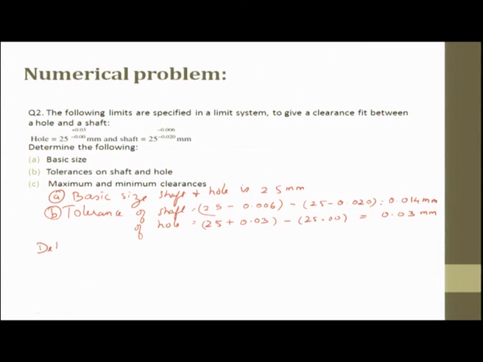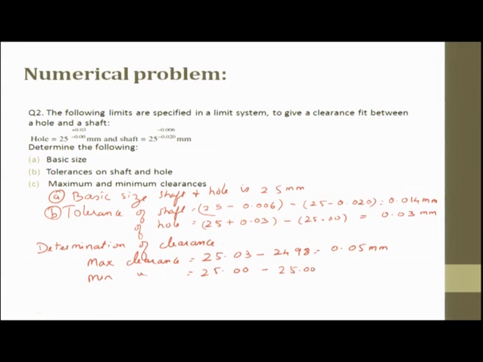Okay. So, the determination of clearance. The maximum clearance is going to be 25.03 minus 24.98, which is nothing but 0.05 millimeter. The minimum clearance is going to be 25.00 minus 24.994, which is 0.006 millimeter. So, this is the answer.